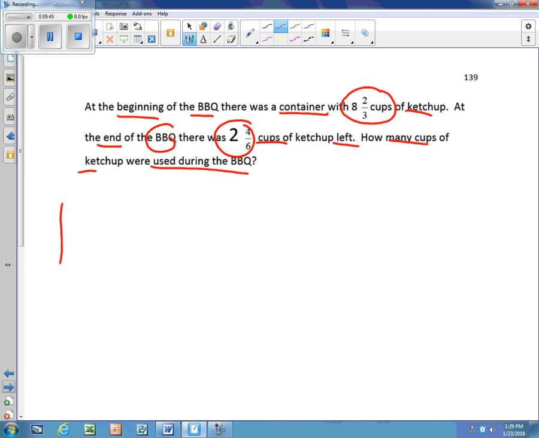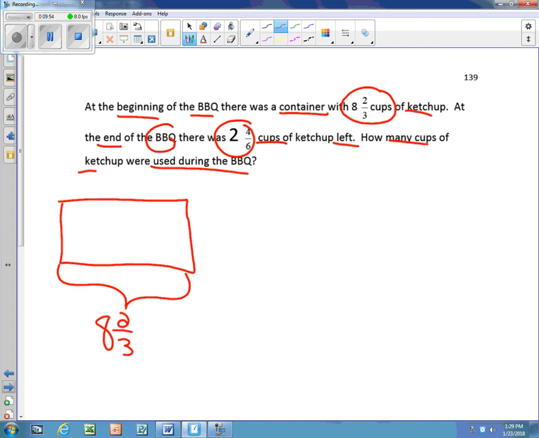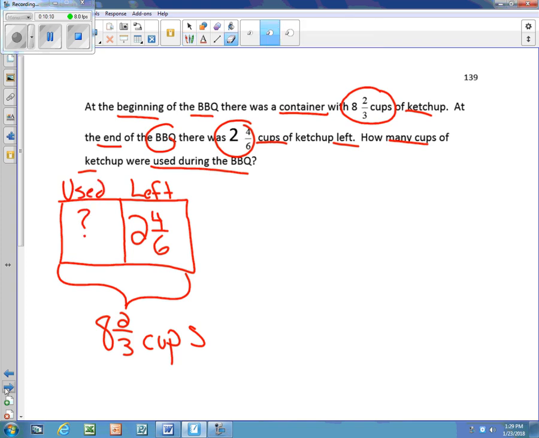So we're going to start with the picture. And we have our barbecue. And the barbecue started with 8 2/3 cups. That's how much ketchup we have. And then at the end, there was 2 4/6 left. We don't know how much was used. We want to figure that out. There's our tape diagram picture. So what I'm going to do, this tells me that I take my whole and subtract one of the pieces to figure out my other piece.